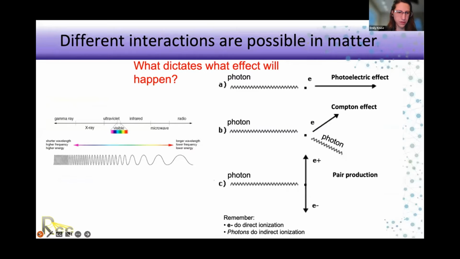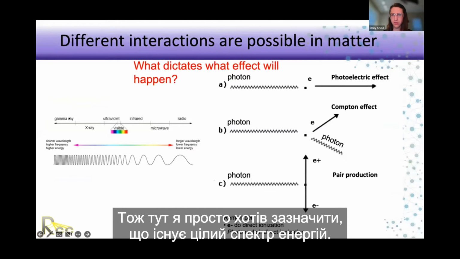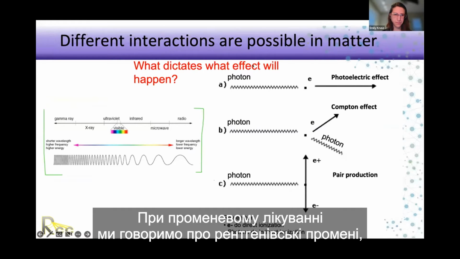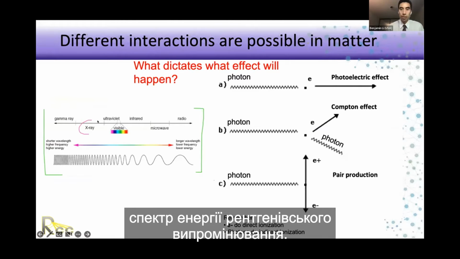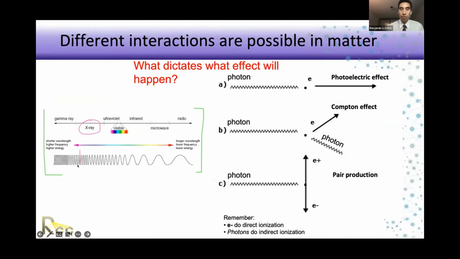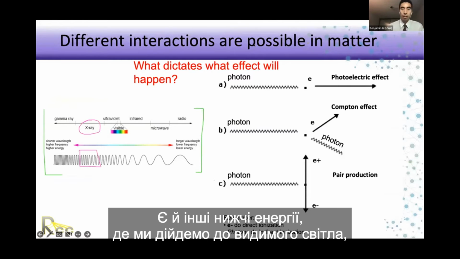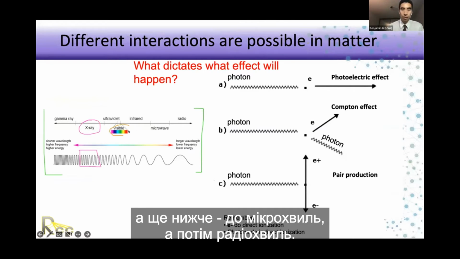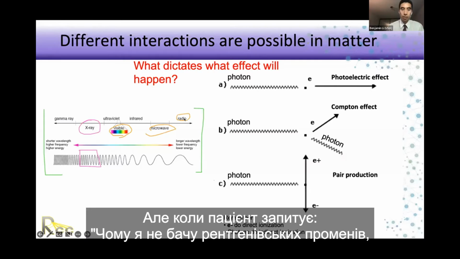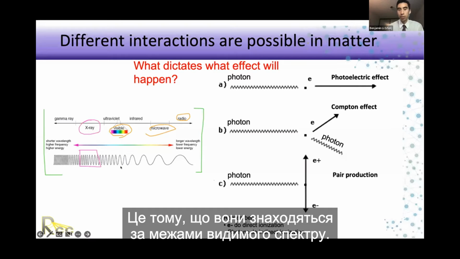Oh, sure. Here, I just wanted to point out that there's a spectrum of energies. In radiation treatment, we are talking about X-rays, the X-ray energy spectrum. There are other lower energies where we would get to visible light, and then even lower, we would get to microwaves and then radio waves. But when a patient's wondering, why can't I see the X-rays that we're shooting? It's because they're outside of this visible spectrum.